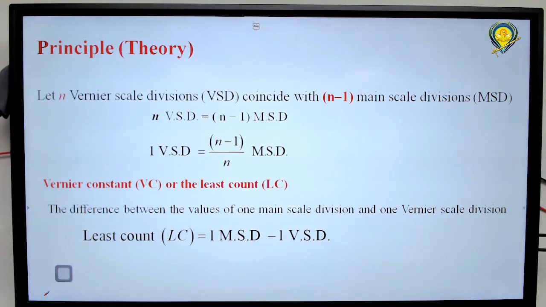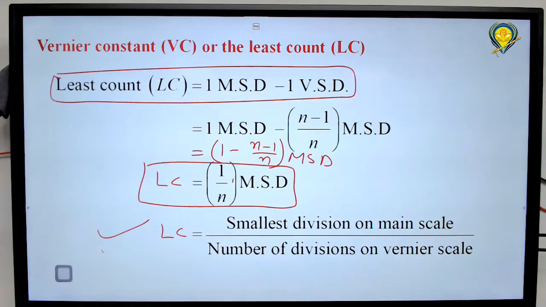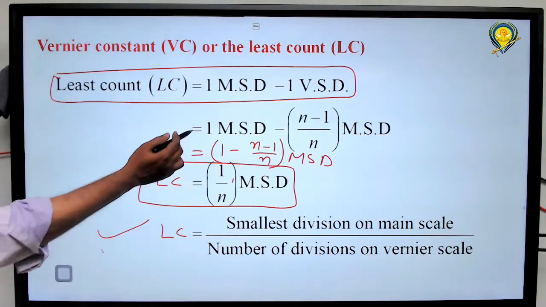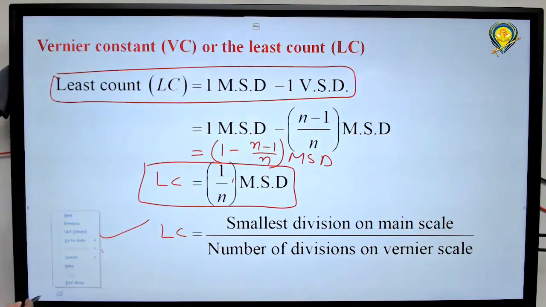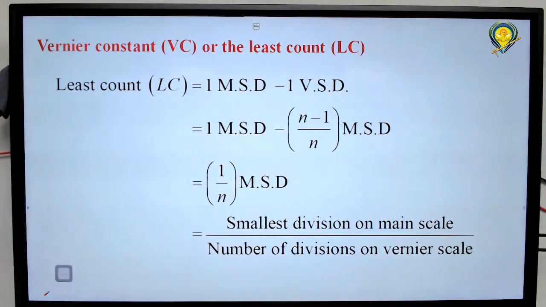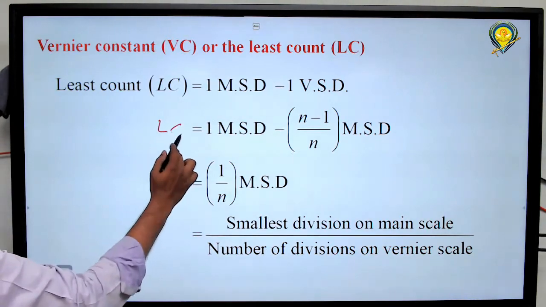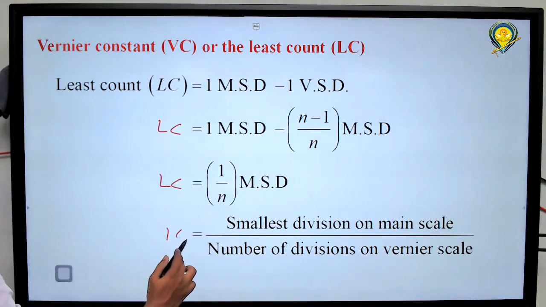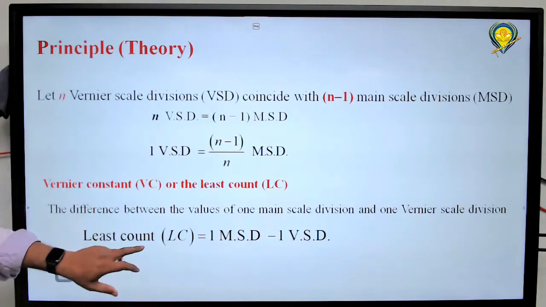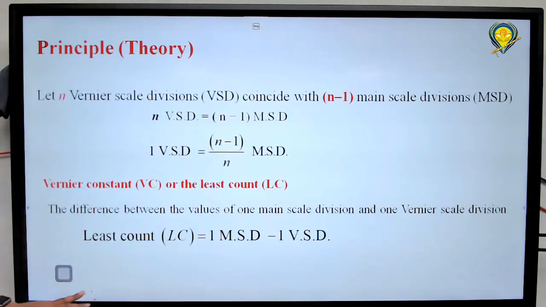Continue that one. Least count equal to one main scale division minus one vernier scale division. After that, directly write down the next step. Write down this. No need to write these two steps again. The step is already there in the previous one. Continue after that step.